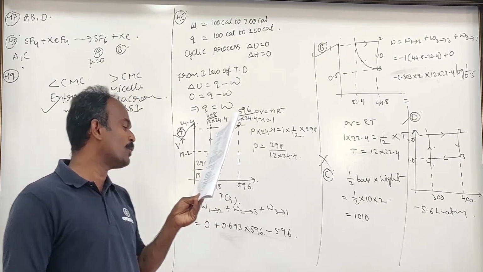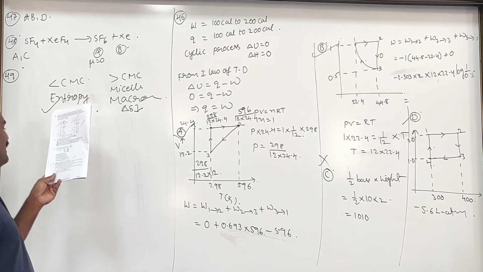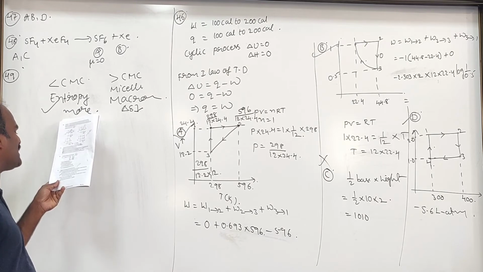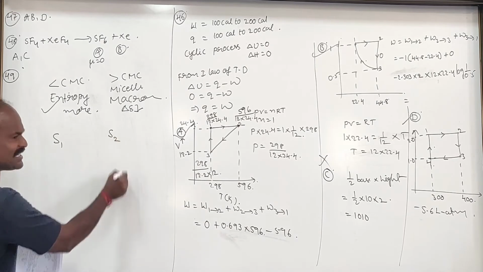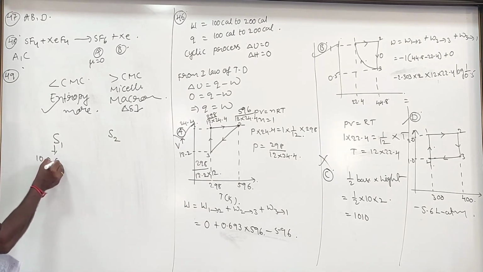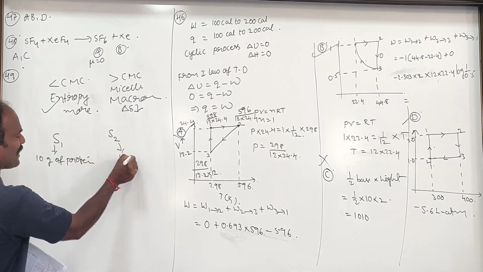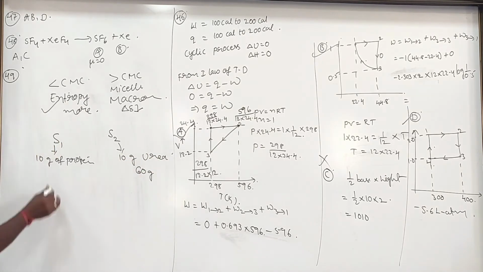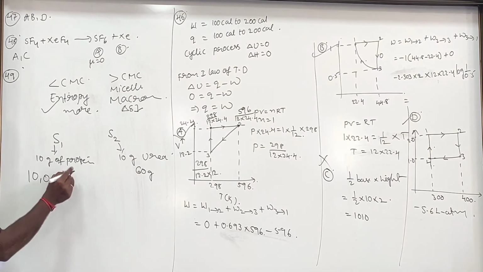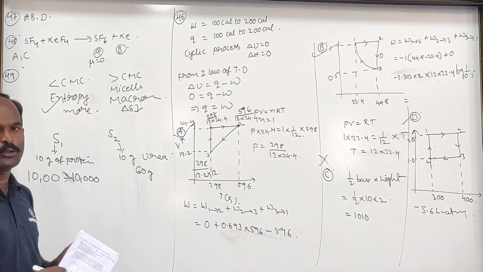The vapor pressure of a solution of 10 gram protein molecules is expected to be more than that of 10 grams urea molecule, as entropy of urea solution is more. See this one. I have two solutions with me, one is S1 and another one is S2. In this, 10 grams of protein will be there, whereas in this I have 10 grams of urea. As we all know, urea gram molecular weight is 60 grams, whereas protein gram molecular weight is somewhere between 1000 to 10,000 or even more than that.